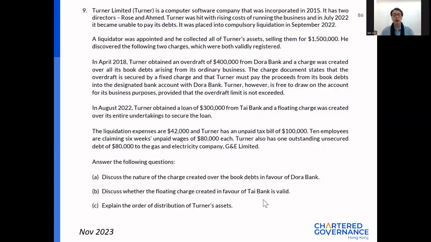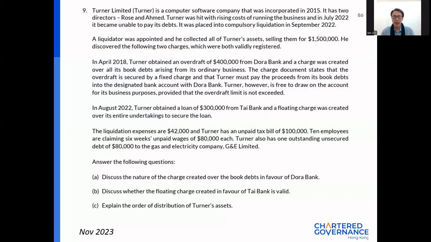Okay, we now look at question number 9. Turner Limited is a computer software company incorporated in 2015, has 2 directors, Rose and Ahmed. Turner Limited was hit with rising costs of running business. In July, it became unable to repay its debts. It was placed in compulsory liquidation in September 2022. So a liquidator was appointed. He collected all of Turner's assets, selling them for 1.5 million. He discovered the following 2 charges, which were both validly registered.